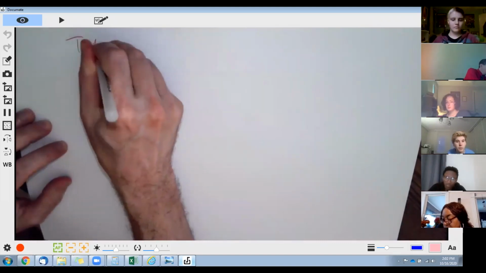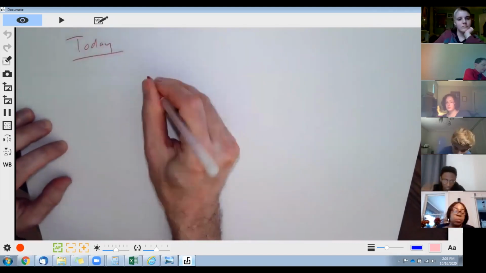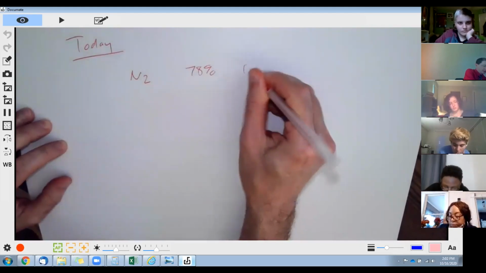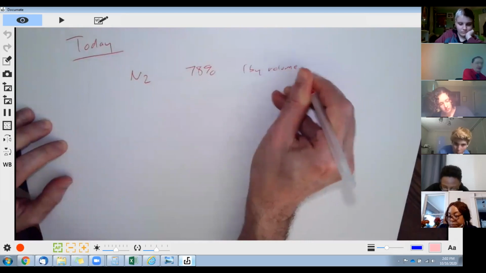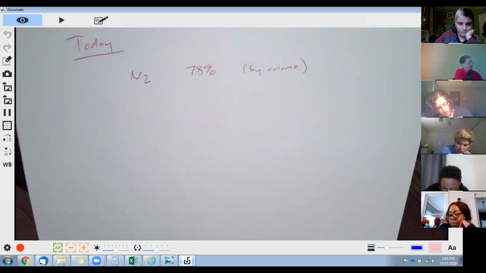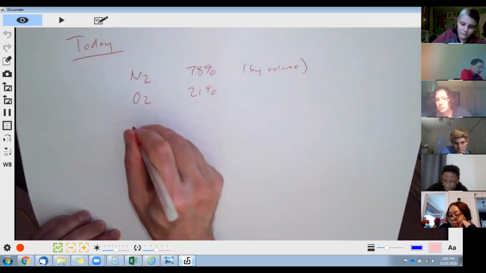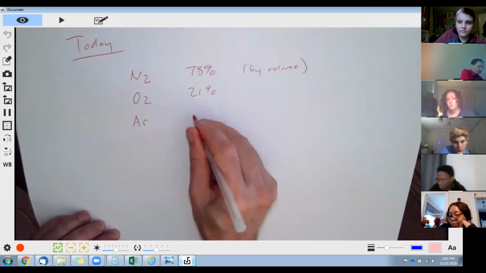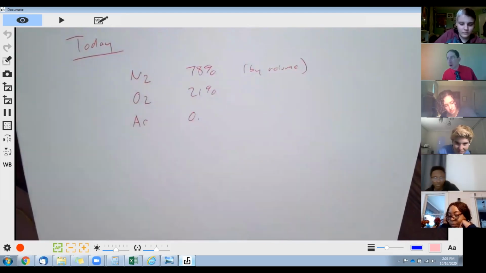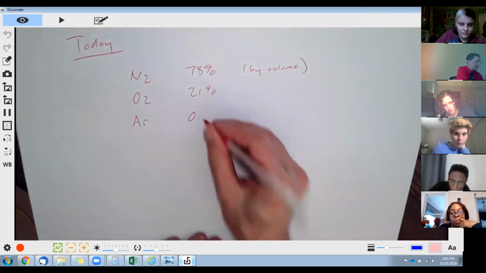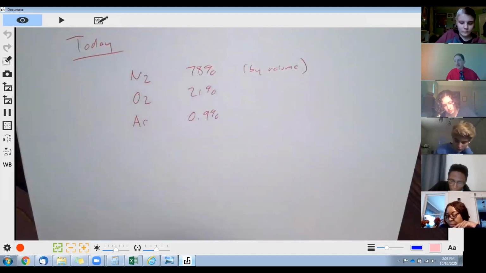So today, we have N2, that's 78%, and that's measured by volume. These things can be measured by volume or by mass. This is by volume. We have O2, which is 21% by volume. There's argon, which is a noble gas. Like helium, a lot of it just escapes. But if you go below helium on the periodic table, you have argon, it's heavier, so it sticks around. That's 0.9%. Doesn't do anything, it's inert.